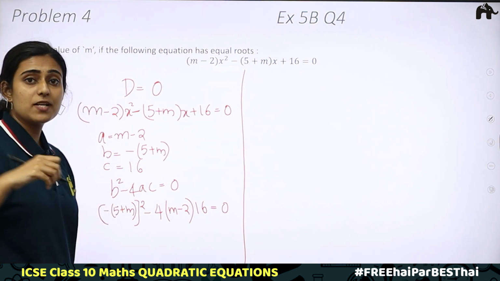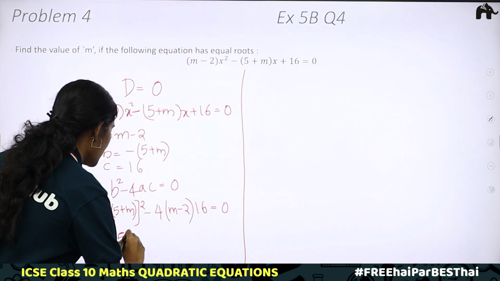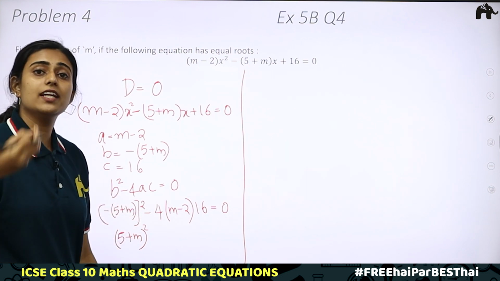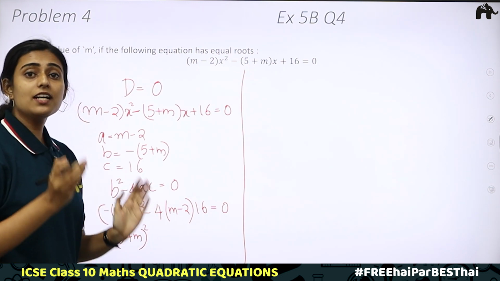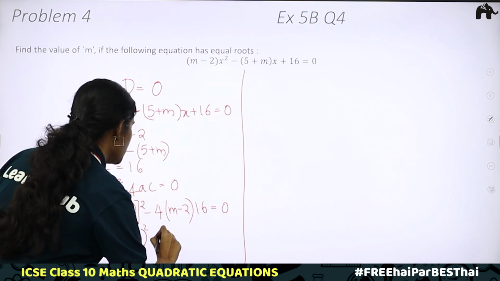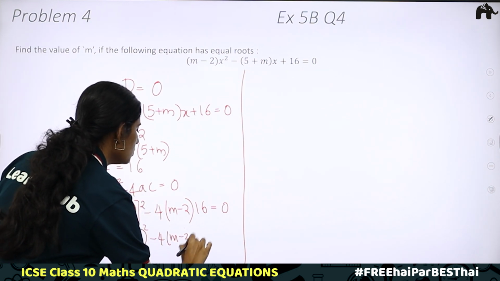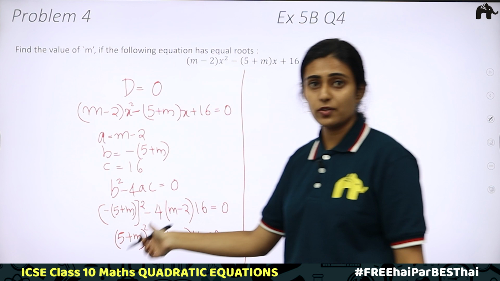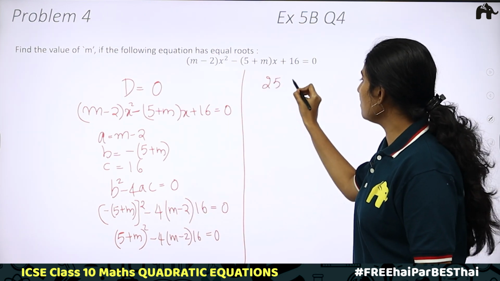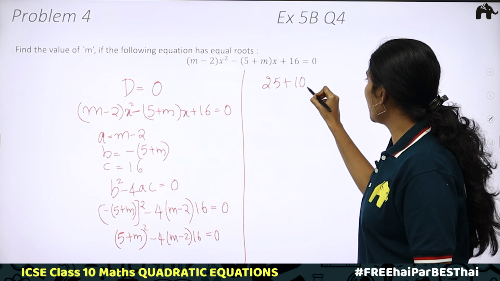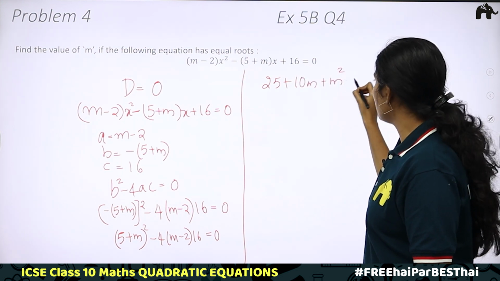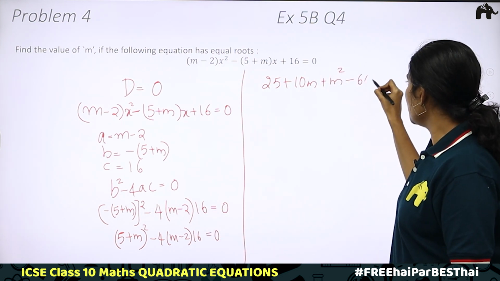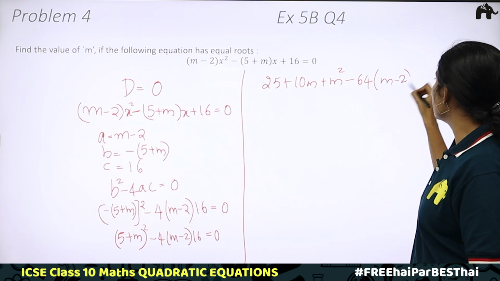Minus of (5 plus m) whole square is (5 plus m) whole square. Why? Because the square of a negative number will be equal to the square of the same positive number. Minus 4 into (m minus 2) into 16 is equal to 0. Now, what is (5 plus m) whole square? We will be having 25 plus 10m plus m square, minus 4 into 16 is 64, 64 into (m minus 2) is equal to 0.